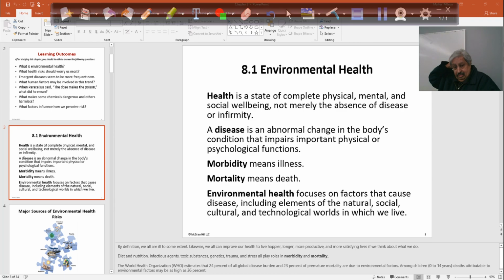So that's the disease. Mortality means death. Mortal means death. Immortal means the person is not dying, so immortal is the opposite of mortality. Morbidity means illness or sickness, correct? So please make a note.